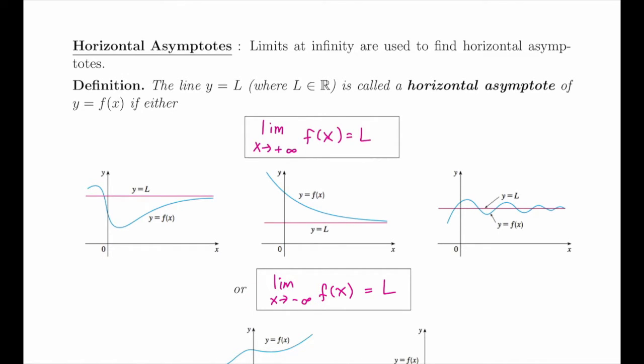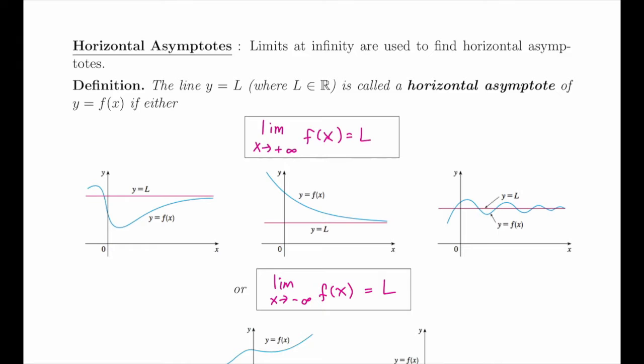Only one of these has to be true in order for there to be a horizontal asymptote at y is L. So what this is saying is as x gets really, really large, so as you go along the curve towards the right forever, the y value is going towards some number L. Here are 3 examples of that happening. So the y value is getting closer and closer to L as x goes to positive infinity in this case. Same here and here.